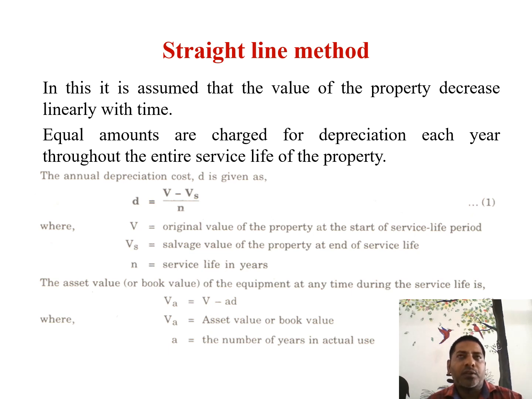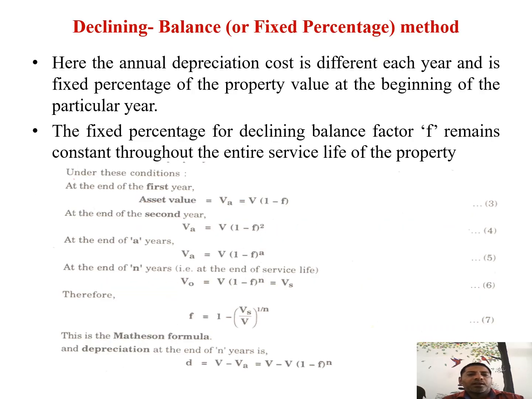Next, the asset value. Asset value is the book value of the equipment at any time during the service life: VA equals V minus A times D. VA is the asset value or the book value, and A is the number of years in actual use. Next, the declining balance, or fixed percentage method.